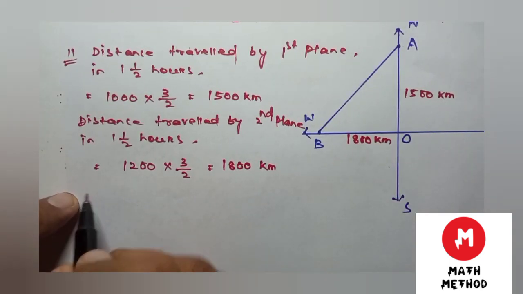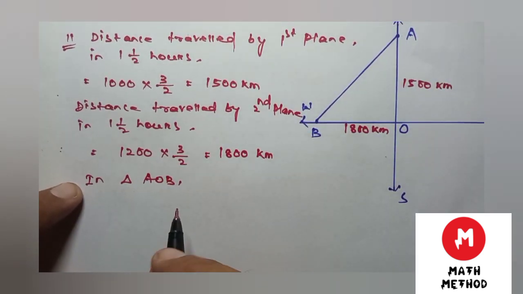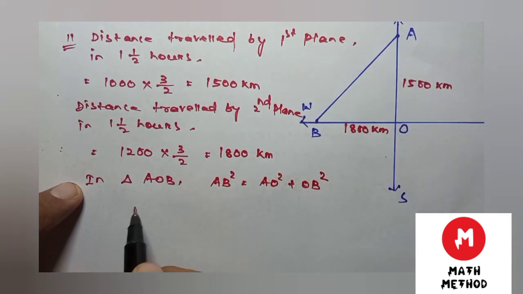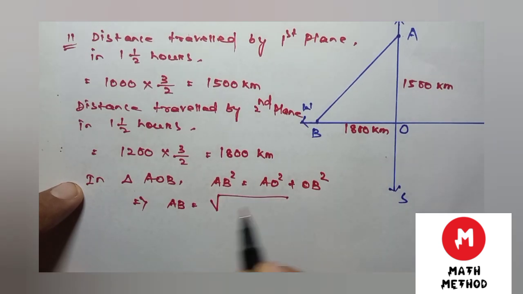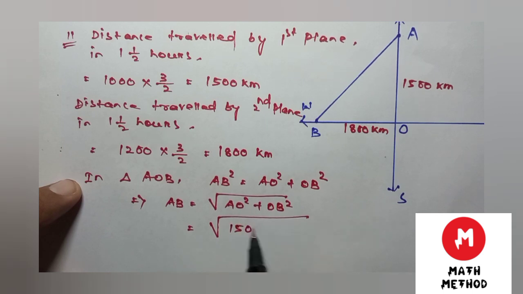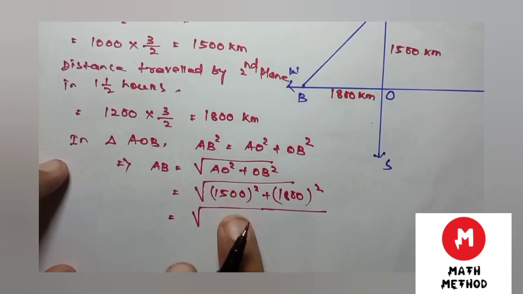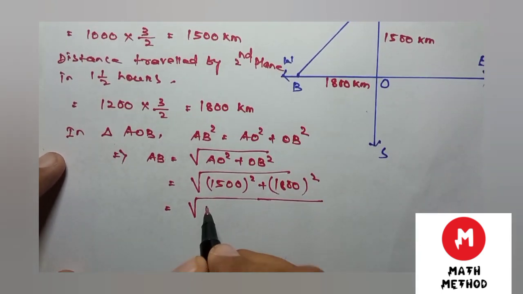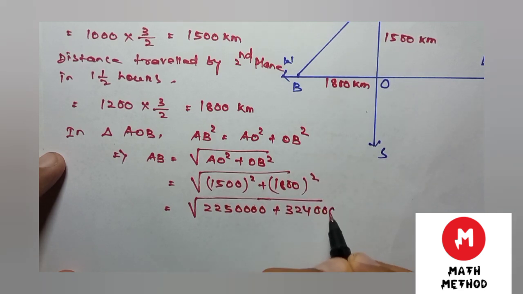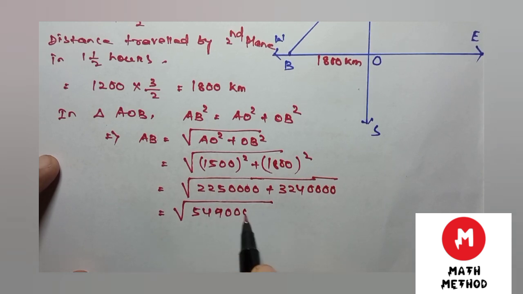Now for this, in triangle AOB, we will get, here AB is the distance between two planes, so AB square is equal to AO square plus OB square, which implies AB is equal to the square root of AO square plus OB square, which is equal to the square root of 1500 square plus 1800 square, which is equal to the square root of 225 with 4 zeros plus 18 square, which is 324, again with 4 zeros, which becomes equal to 549 with 4 zeros.